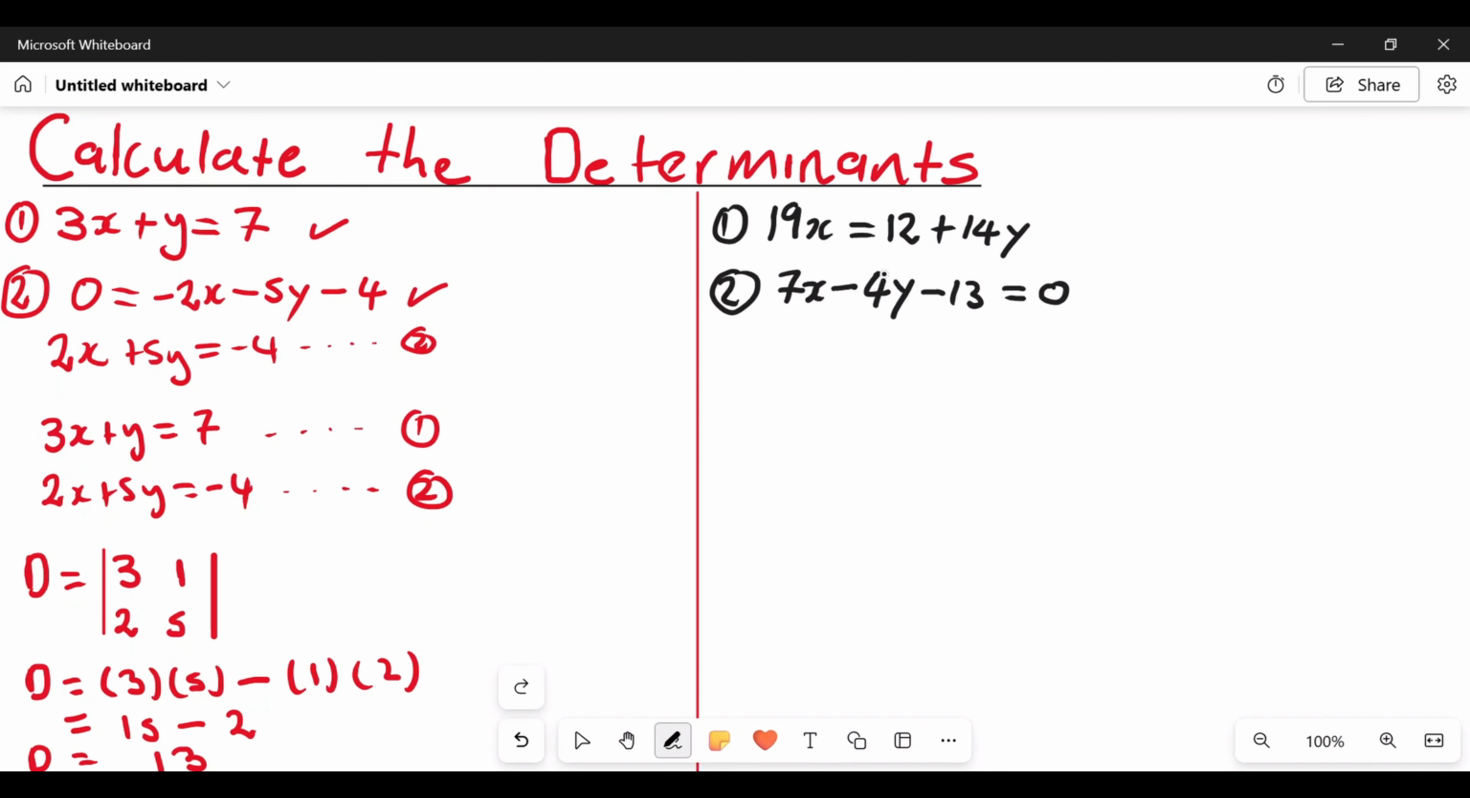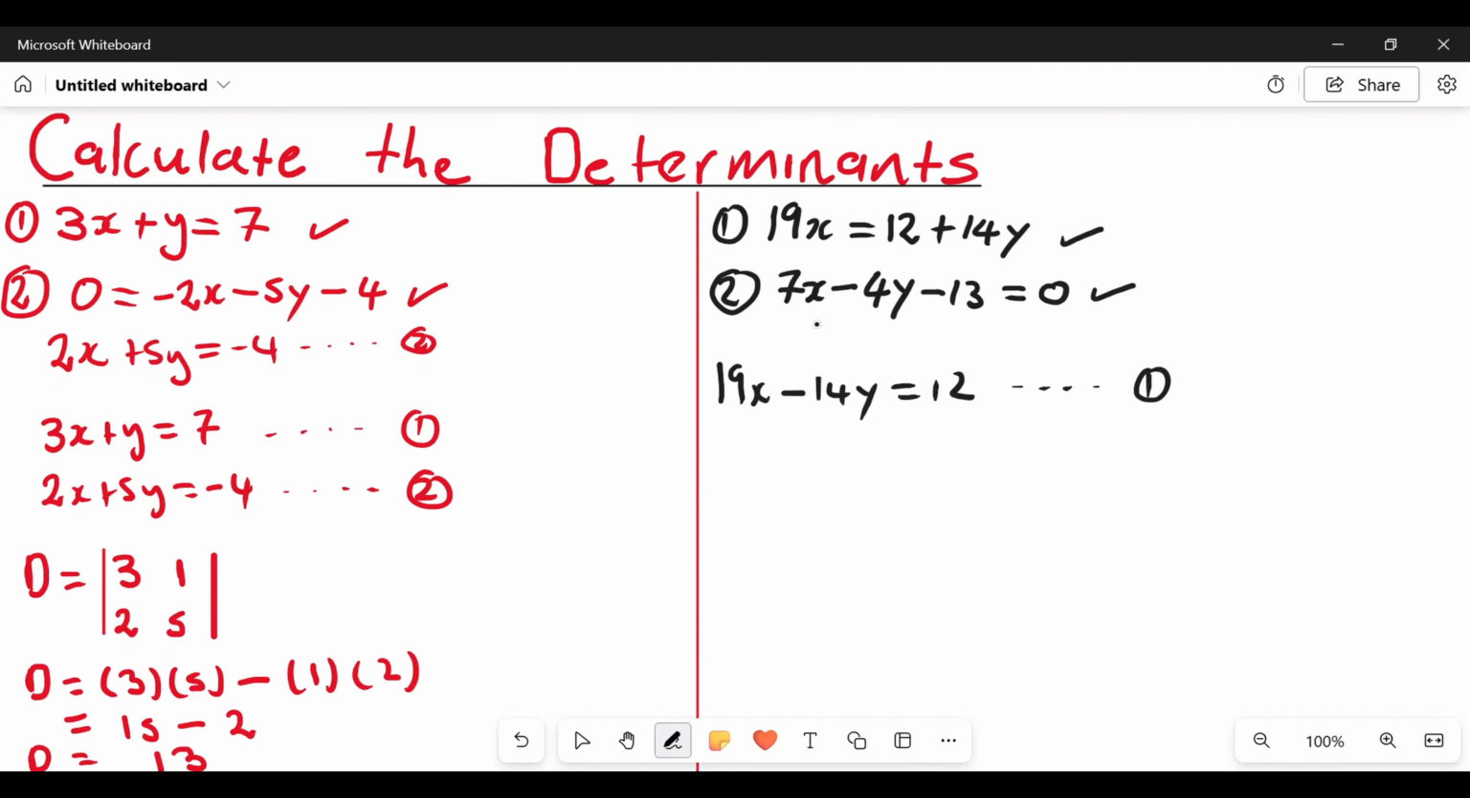So let's start rearranging equation 1. We're going to have that 19x on our left hand side. So we're going to transpose this positive 14y to our left hand side, so it's going to become negative 14y. All this is equal to 12. Now this becomes our new equation 1. And then let's look at equation 2.